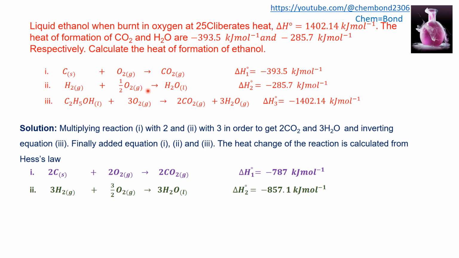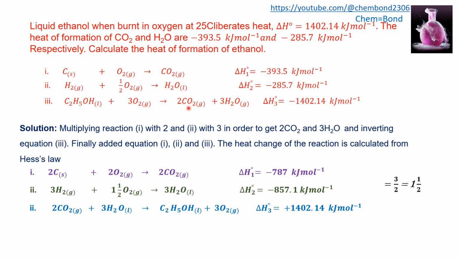Reaction 2 is multiplied with 3, including the enthalpy change. So we will get 3 moles of hydrogen. Here half mole of oxygen is given, it is multiplied with 3, so we will get 3 by 2 oxygen, and it will produce 3 moles of water. 3 by 2 is also written as 1 and 1 by 2, so it is replaced with 1 and 1 by 2 moles of oxygen.